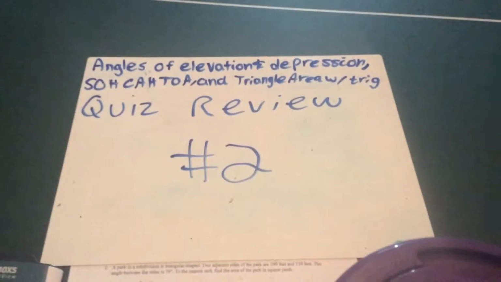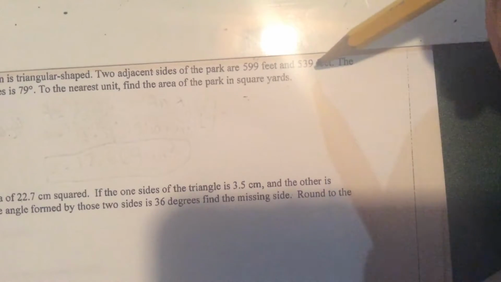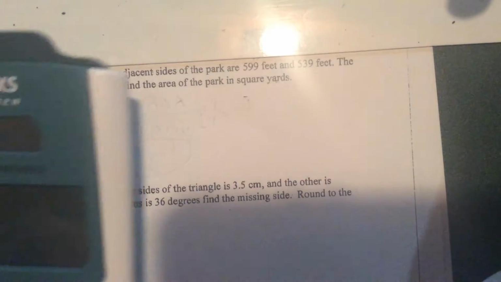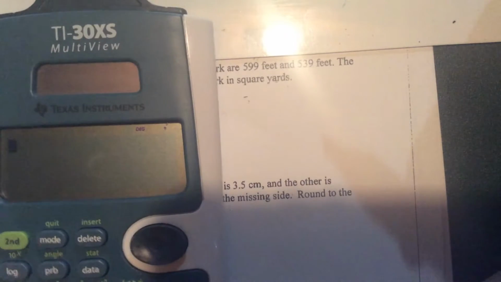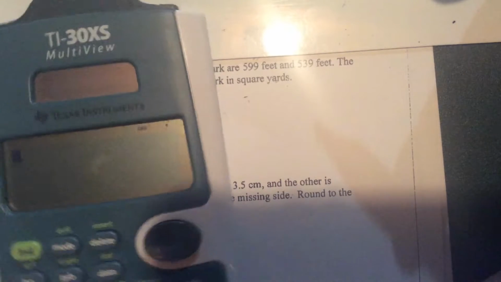Now I'm going to show you how to do number 2. Now for this one, before we start any of our solving, you can see that the side lengths are in feet, but the answer has to be in yards. So before we do all of our stuff, we're gonna convert the feet into yards, and to do that, we would divide the feet by 3 because there are 3 feet in a yard.